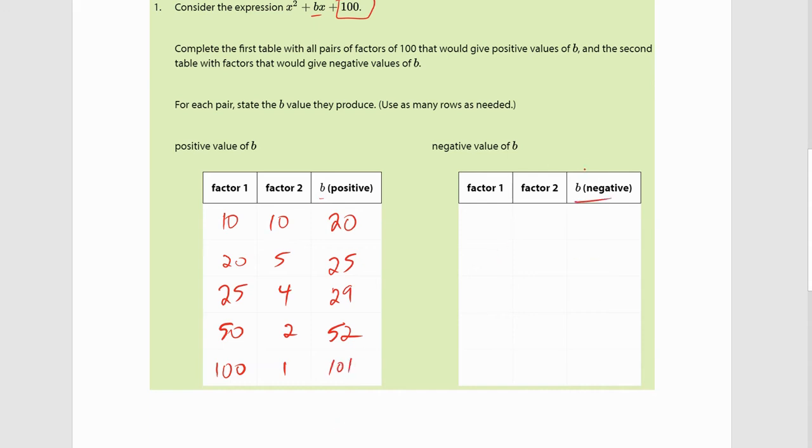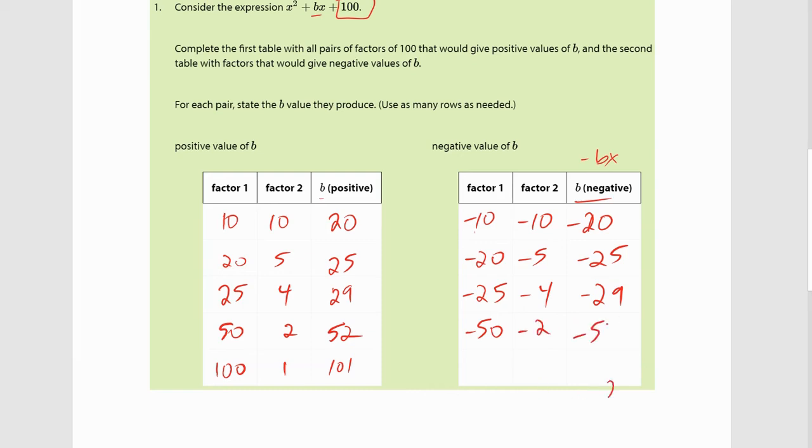Now, what if b was negative, right? What if it was negative some value? Does everybody agree that negative times a negative is a positive, right? So negative 10 times negative 10, it's going to give you a positive 100. But if you add them together, you get negative 20. All right, so negative 20 times negative 5 gives you positive 100, and adding them gives negative 25. Negative 25 times negative 4 still gives you the positive 100. But if you were to add them, you get negative 29. We got negative 50 times negative 2 gives you a positive 100 still. But if you add them, it gives you negative 52.